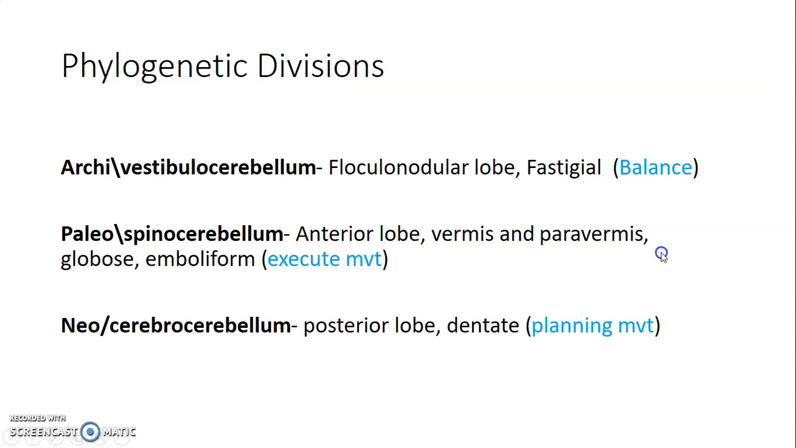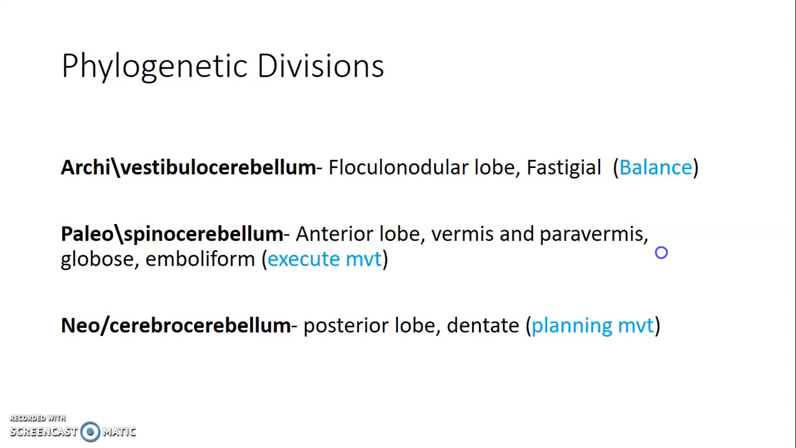And it's also divided phylogenetically, like the basal ganglia. So this is based on evolution. The first part of the cerebellum to develop was the archicerebellum, which is also called the vestibulocerebellum, and it's composed of the flocculonodular lobe and the fastigial nucleus. And from the word vestibulocerebellum, the main function of these parts is balance.